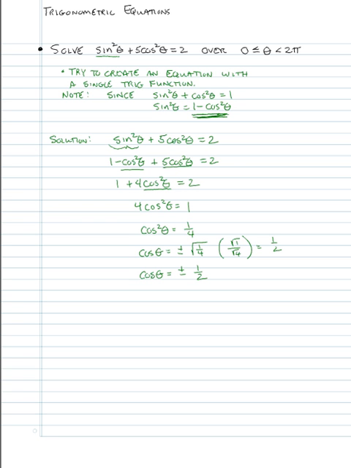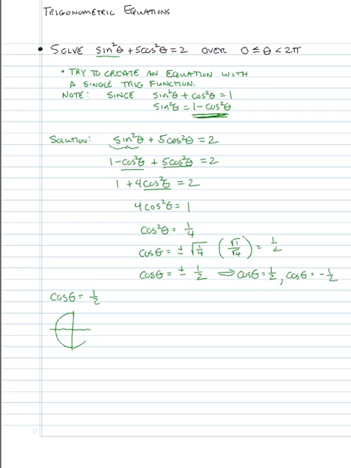So we really have two equations here. This is really cosine of theta is 1/2 along with cosine of theta is equal to negative 1/2. So let's consider cosine of theta is equal to 1/2. And let's consider the unit circle.